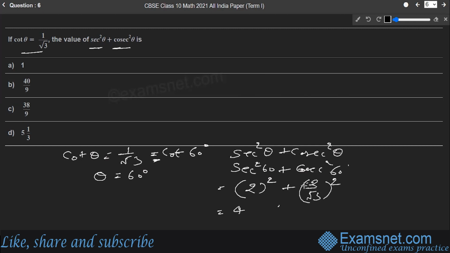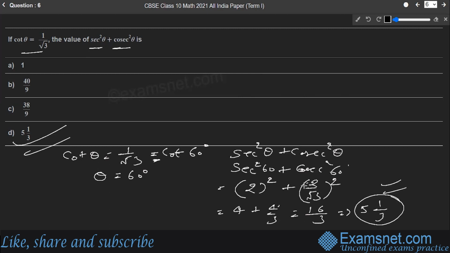If we solve this further, this is nothing but 4 plus 4 by 3, which gives us ultimately 16 by 3, or 5 1 by 3. So that is the right answer, which is available in option number D, 5 1 by 3.